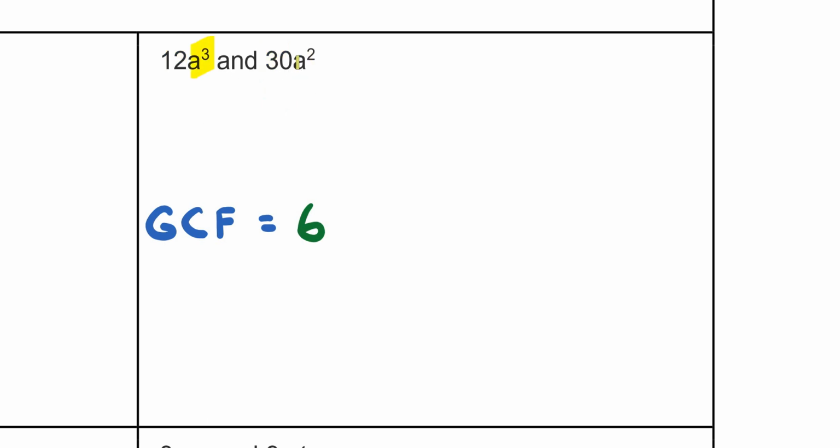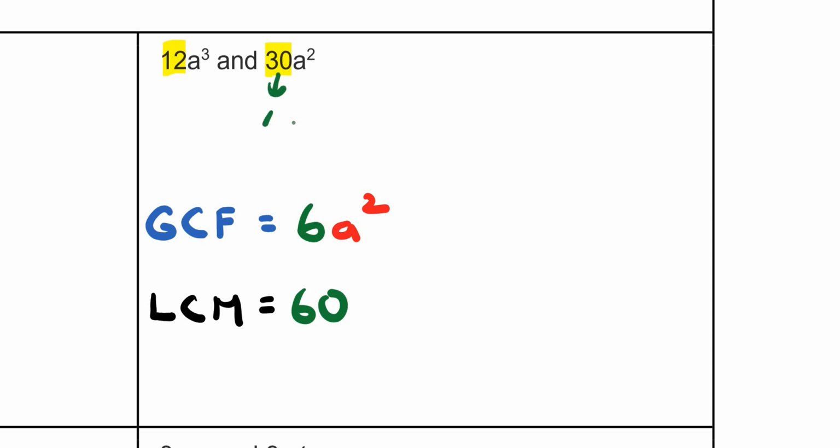And then for your a cubed and your a squared, which one's smaller? Is it a cubed or a squared? Well, a squared is smaller. Now for your least common multiple, you have to think a little bit harder here with the 12 and the 30. The least common multiple between 12 and 30 is going to be 60, right? If I take my 30 and multiply it by 2, and if I take my 12 and multiply by 5, 60 is the first common multiple.